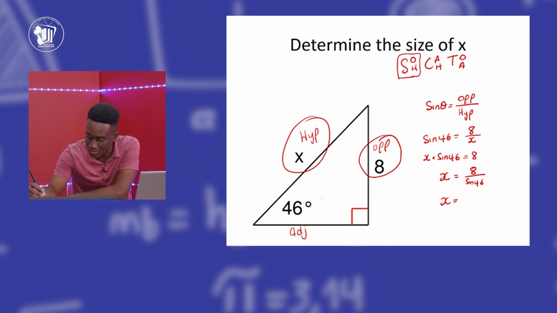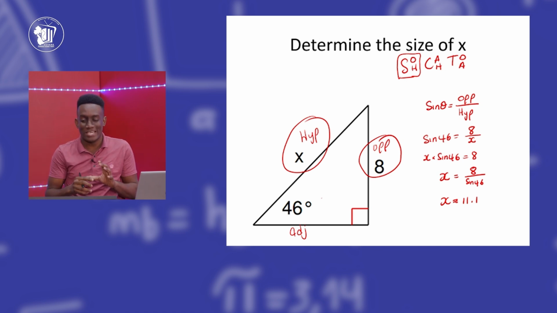That would simply give us approximately 11.1. x is equal to approximately 11.1, and x is the longest side in this case. So once again, identify the sides, label the sides, and then see which ratio has the two sides that we are using, and then we substitute and solve.